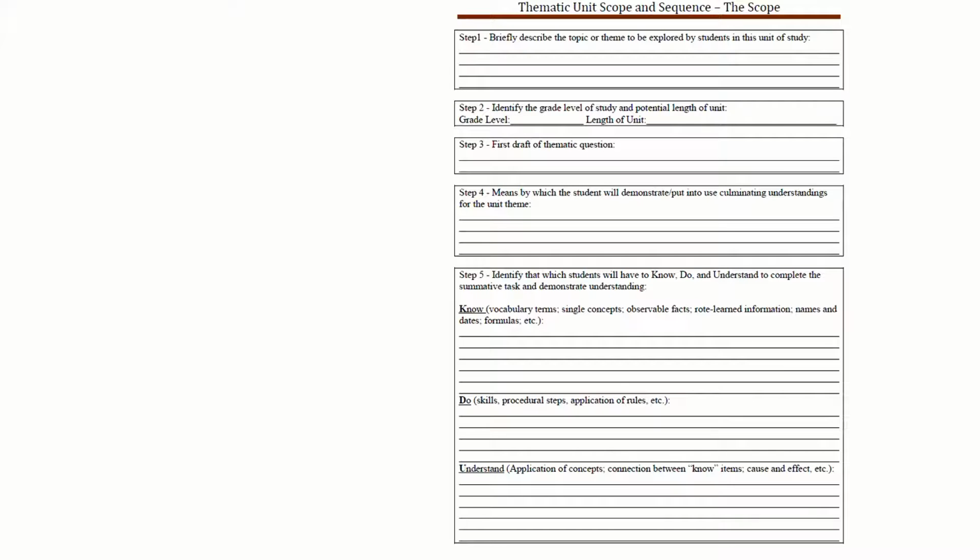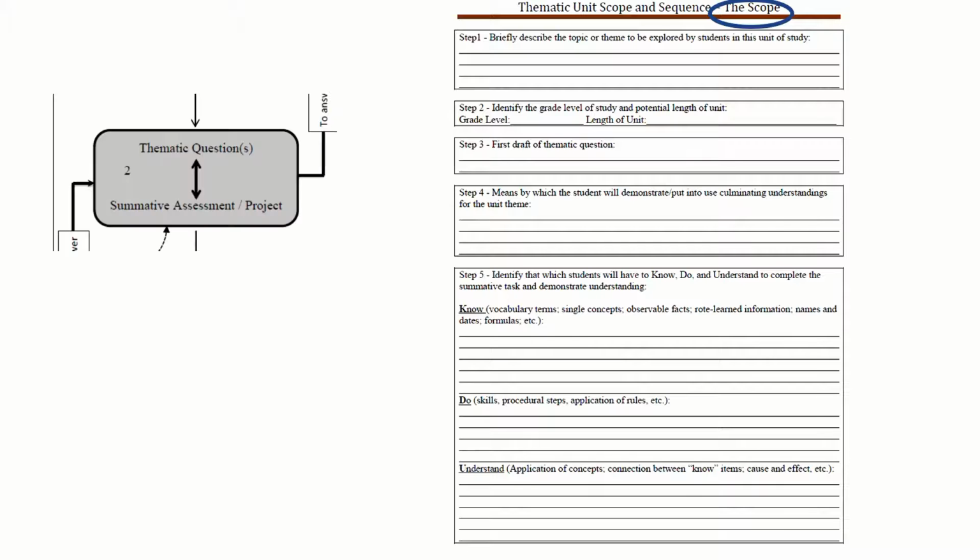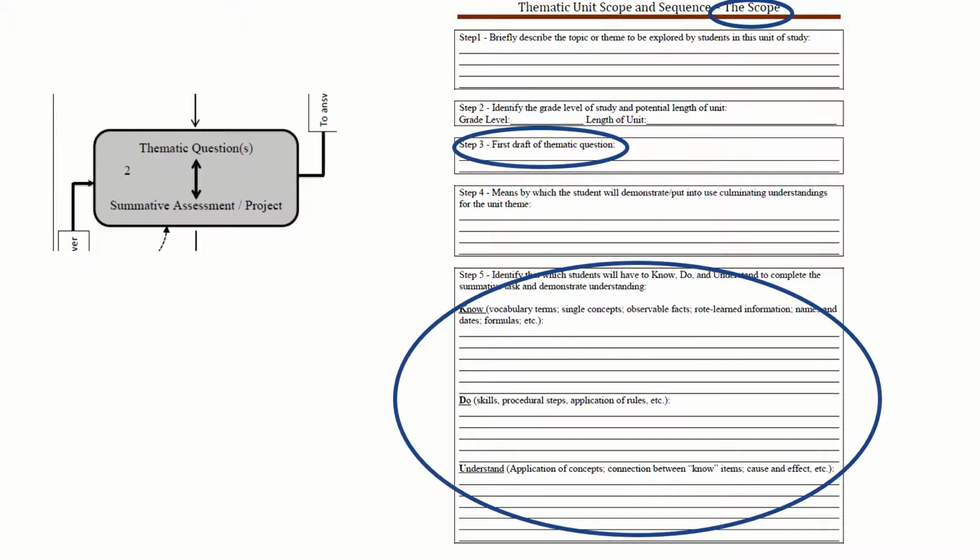This process begins with the scope document, and in regards to number 2 on the flowchart, a focus on the thematic question and the know, do, and understand, or the KDUs, and first idea for the summative assessment.